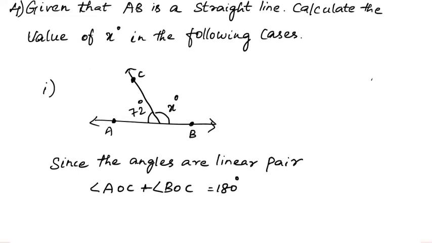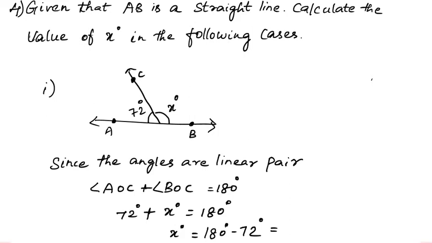So the value of angle AOC is 72 degree plus x degree is equal to 180 degree. We need the value of x degree, so take 72 degree to the other side, so we get 180 degree minus 72 degree. So when you subtract, you will get x degree value to be 108 degree.